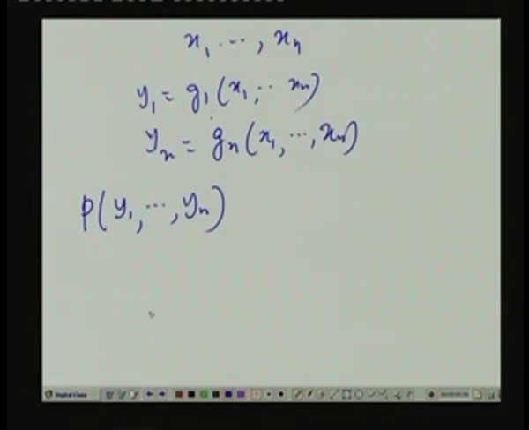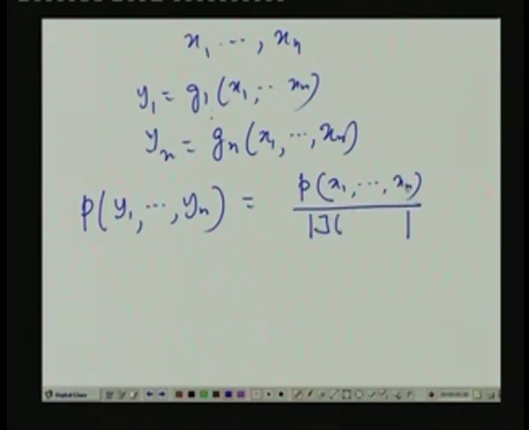Okay. On the other hand, suppose by putting your specific values of y1 to yn in these simultaneous equations you get a unique solution, suppose the solution is x1 to xn, then the probability density will be the joint density of these variables x1 to xn divided by the magnitude of the determinant, that is with the plus sign, of the Jacobian.